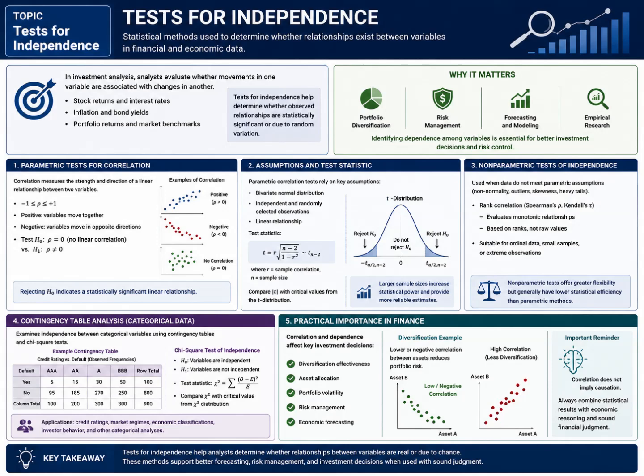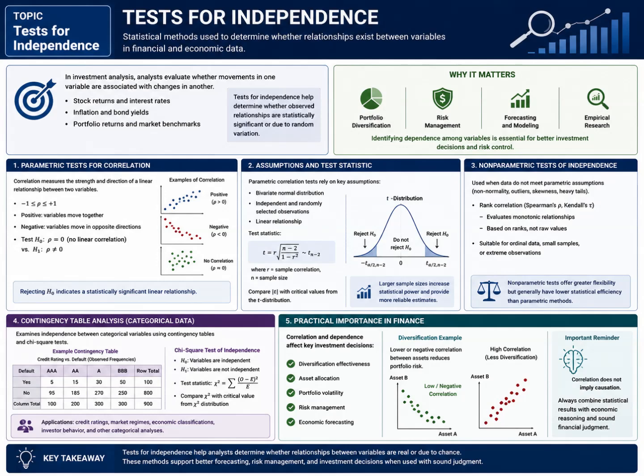The topic emphasizes that analysts must interpret statistical significance carefully because correlation does not necessarily imply causation. Sound financial judgment and economic reasoning remain essential when applying independence tests to real-world investment and market analysis. The key concepts from topic establish an important foundation for understanding relationships among financial variables. Parametric and non-parametric tests of independence provide analysts with methods for evaluating correlations and associations systematically.